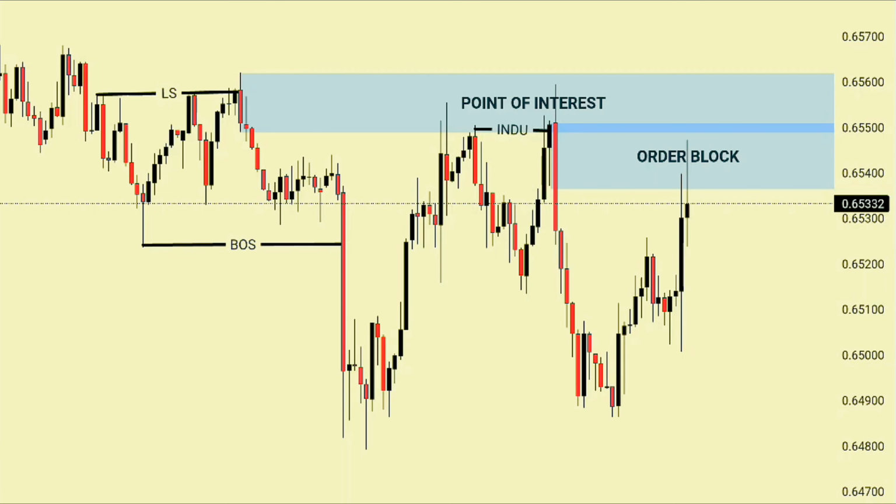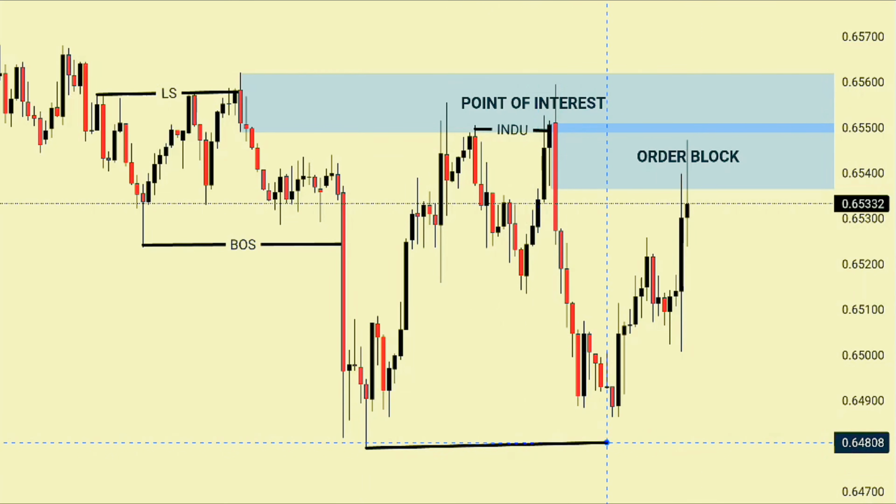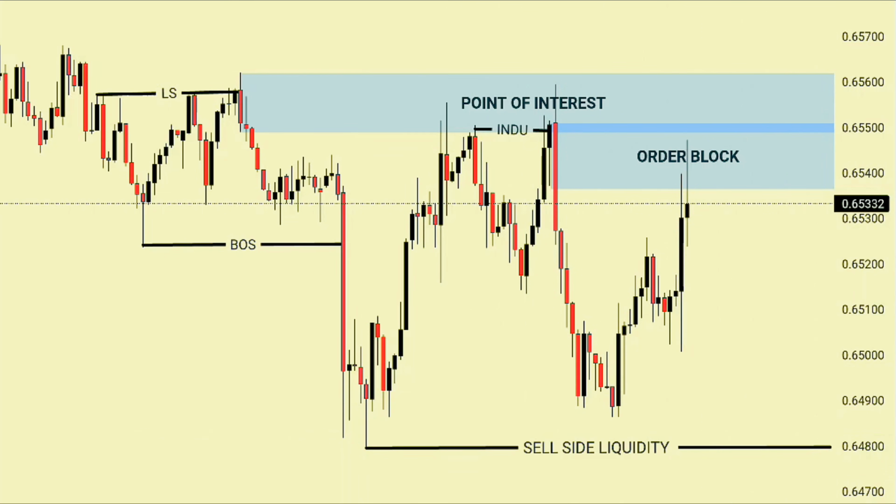Next in the sequence is the target, sell-side liquidity. Look at the lows marked on the chart, equal lows resting beneath the structure. These levels hold sell stops from retail buyers and breakout traders. Institutions want those stops. So once we have a break of structure and price taps the order block, the next logical destination is this sell-side liquidity zone. This becomes our take-profit area. We're not trading blindly. We're trading toward liquidity.